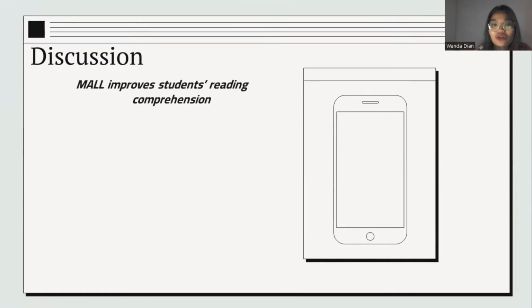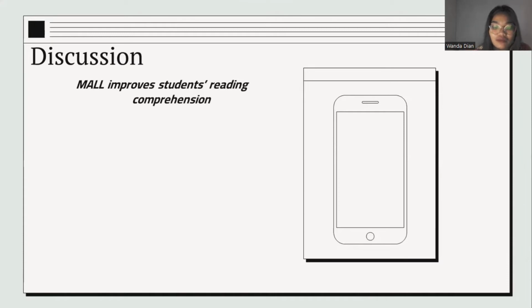The first one is that MOL can improve students' reading comprehension. Reading skill actually has a lot of skills in it, and one of them is reading comprehension. According to Learning Point Association 2004, reading comprehension is meaning construction by relating information to what we have read before. And by integrating mobile technology in the learning process, teachers have a lot of freedom to use any kind of media as long as it is used to assist the language learning process.